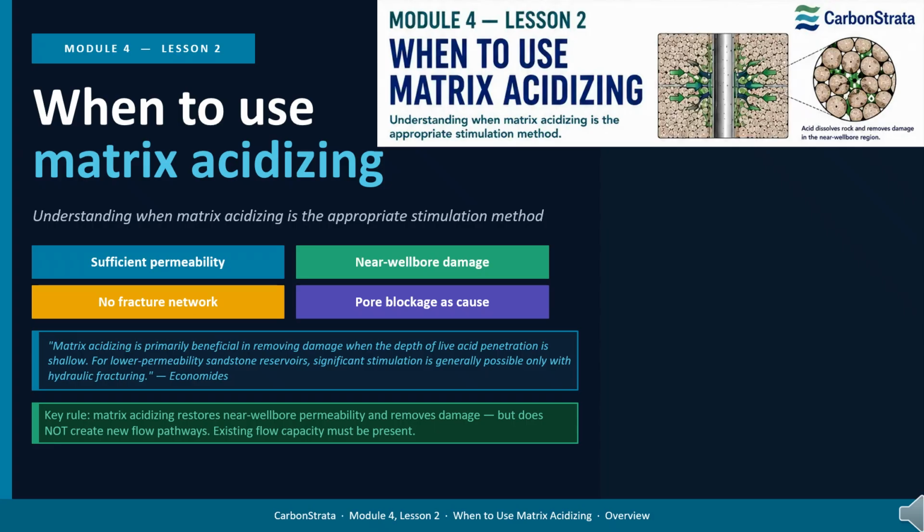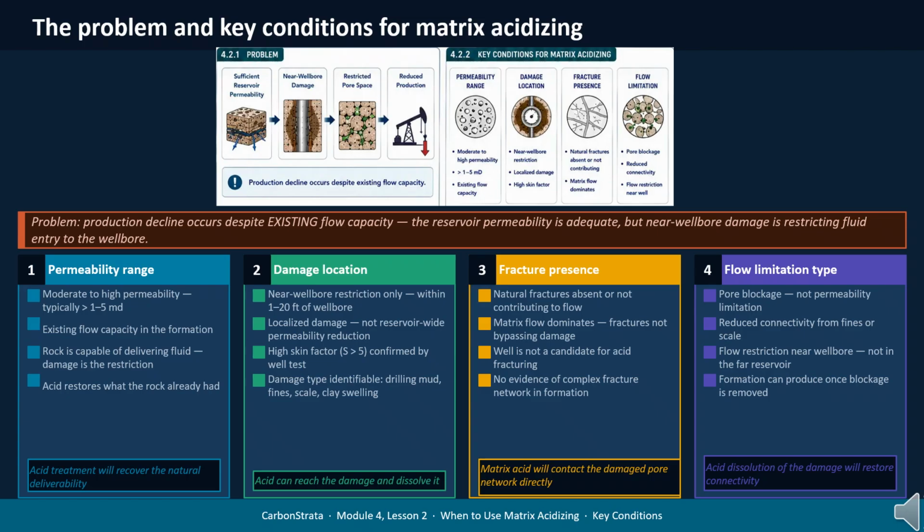Every well has one dominant restriction. Your job is not to improve production. Your job is to remove that restriction. This lesson gives you the filters to identify it. Start at the top. The problem statement is very specific. Production drops, even though flow capacity exists. So the limitation is not the reservoir. It is near the wellbore.